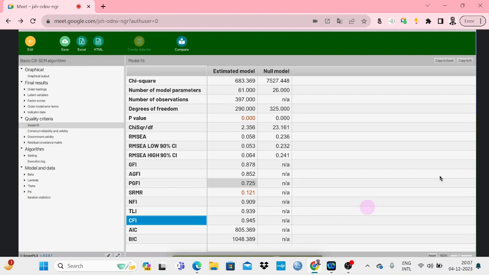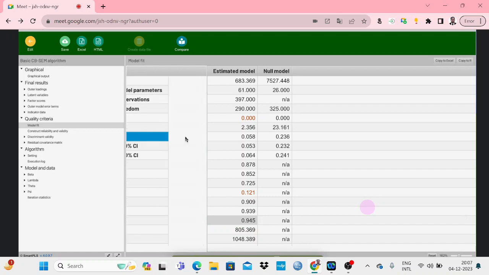So what is this CFI? CFI is the comparative fit index. For a good fitting or acceptable CB-SEM model, the value of CFI should be greater than 0.9. Here, for our measurement model, our confirmatory factor analysis model, we are getting a CFI of 0.945. The second is RMSEA, root mean square error of approximation.